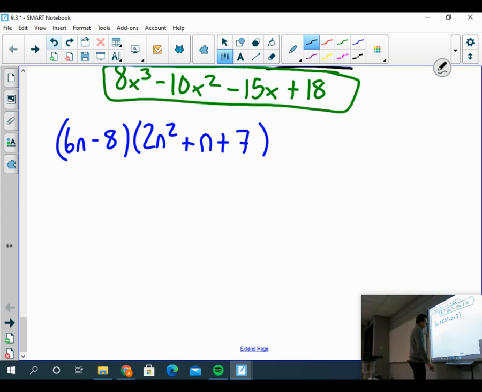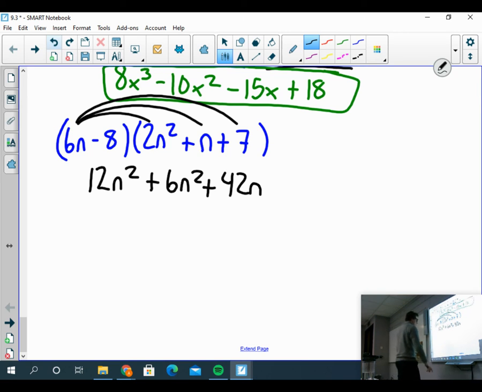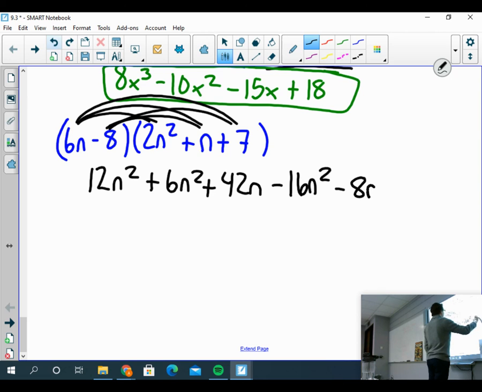Okay, hopefully you've tried it. Check your work with mine. Again, I'm very methodical about this. I'm taking my first term in my first set of parentheses and distributing it to everything in the second set of parentheses. When I do that, I get 12n squared plus 6n squared plus 42n. Distribute my negative 8 as my second term to everything in the second set of parentheses, and I get negative 16n squared minus 8n minus 56.